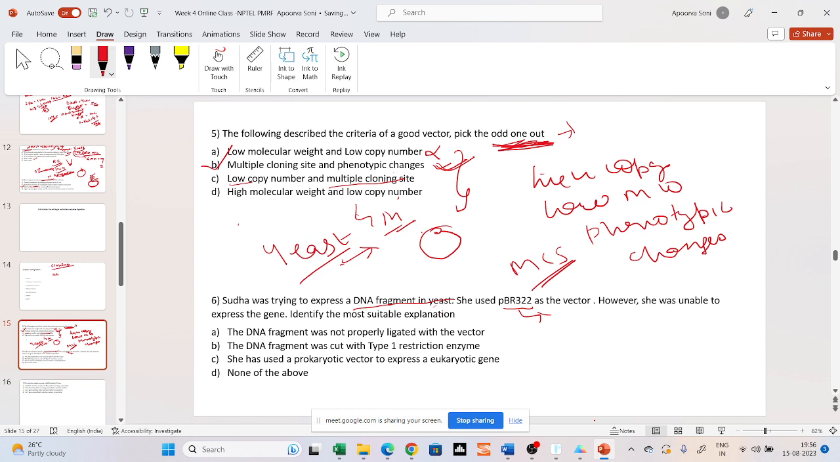Why do you need a eukaryotic vector for expression? Because a eukaryotic vector will have the components that are needed for the expression of a eukaryotic gene. A prokaryotic vector will not have them. So the answer is that she has used a prokaryotic vector to express a eukaryotic gene.